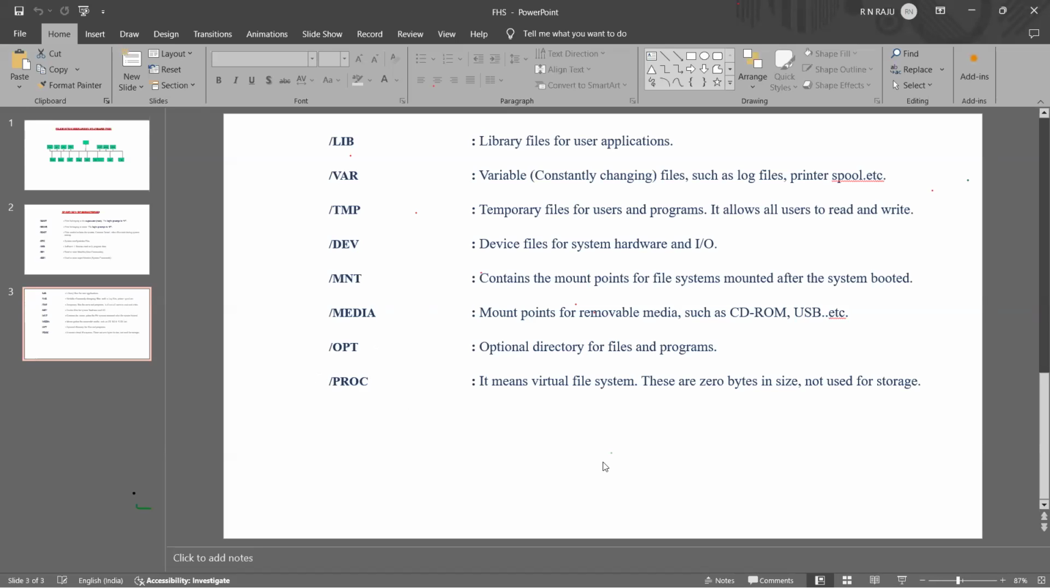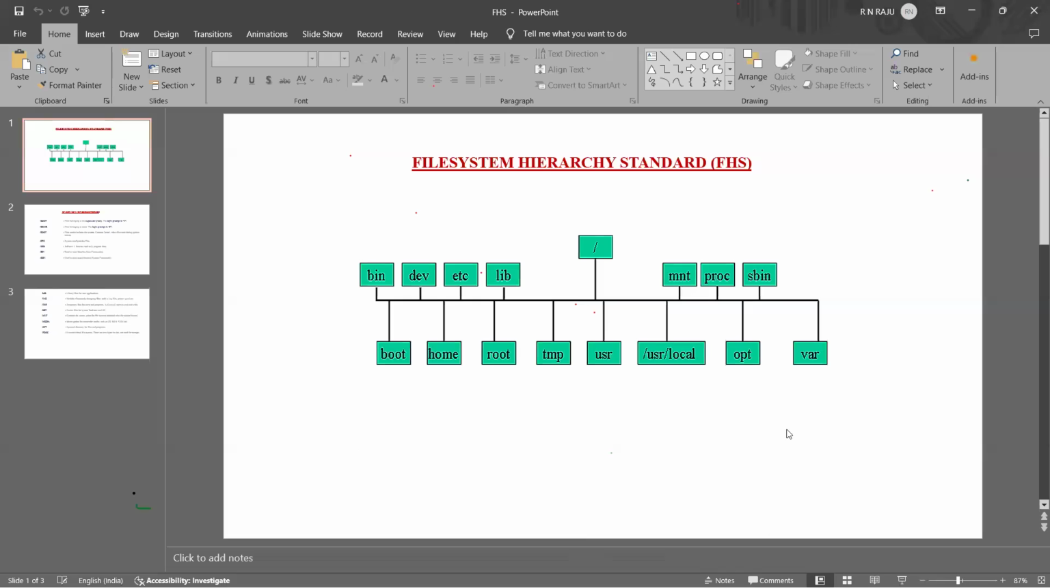And finally, the proc directory. The proc directory maintains system health information, like how much RAM is running, how many CPUs are being used, and how much virtual memory is running. So if you want to get system health information, you can use the proc directory. These are all directories automatically created when the operating system is installed.